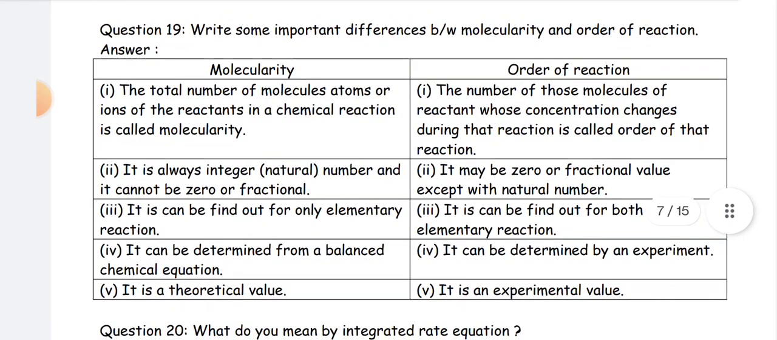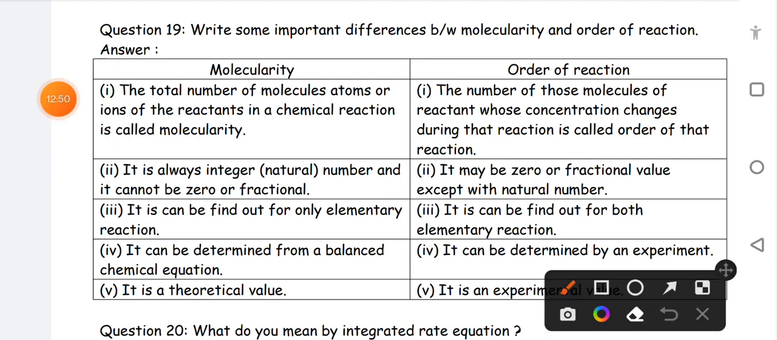Now we will discuss the difference between molecularity and order of reaction. It is important. Molecularity: the total number of molecules, atoms, ions of the reactants in a chemical reaction is called molecularity. And the order of reaction, you know very well, is the number of those molecules of reactants whose concentration changes during that reaction.